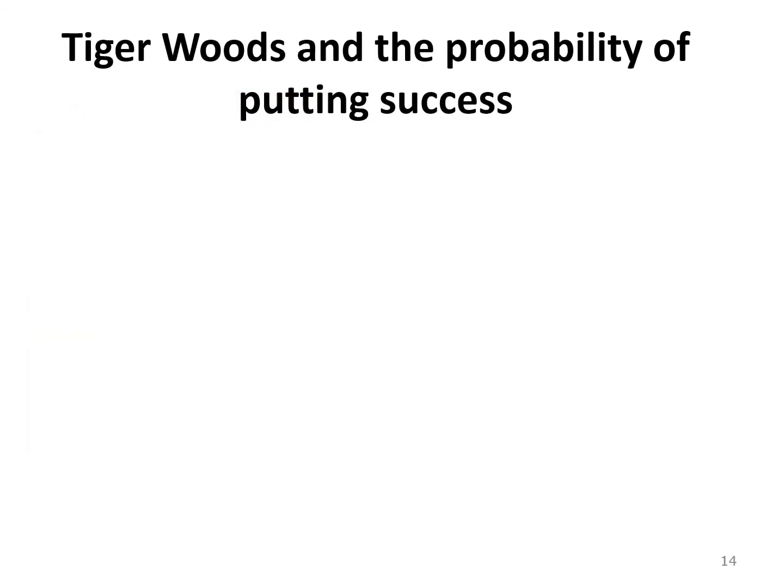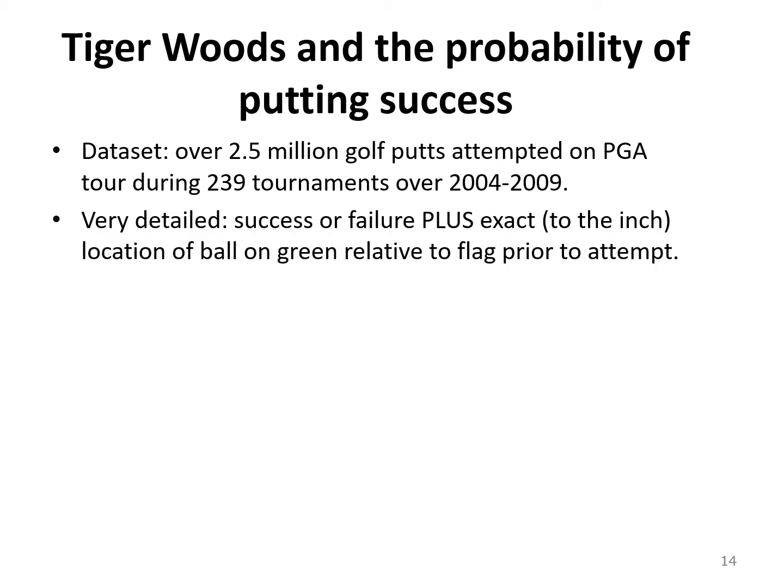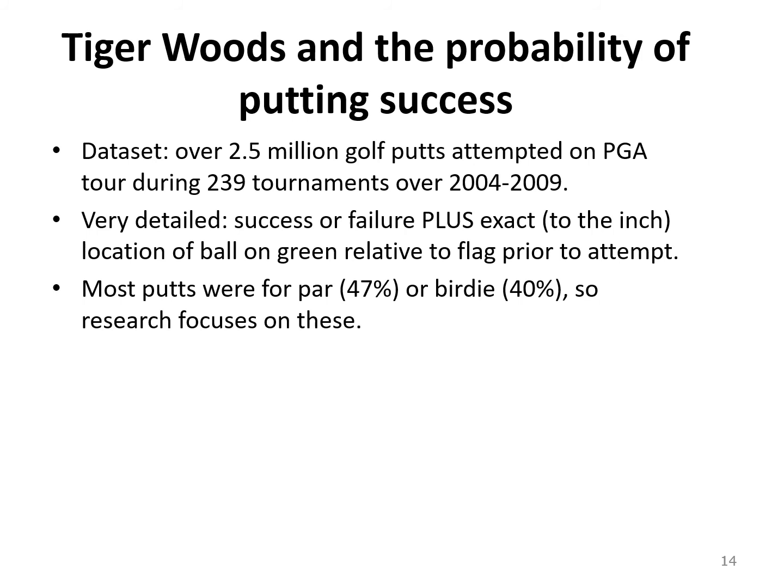Let's think about the probability of putting success using Tiger Woods as an example. A very interesting study looked at between 2 and 3 million golf putts attempted by professional golfers on the PGA Tour, 239 tournaments during a 6-year period. Very detailed study, success or failure on a putt plus exact to the inch location of the ball on the green relative to the hole or the flag prior to the attempt. Most putts, by the way, were for par. A few less in percentage terms were for birdie, 47% versus 40%. Of course, those don't add up to 100%. Some putts were for eagle, which is even better than birdie. Some putts were for bogey, which is worse than par. And other possibilities are also true as well.